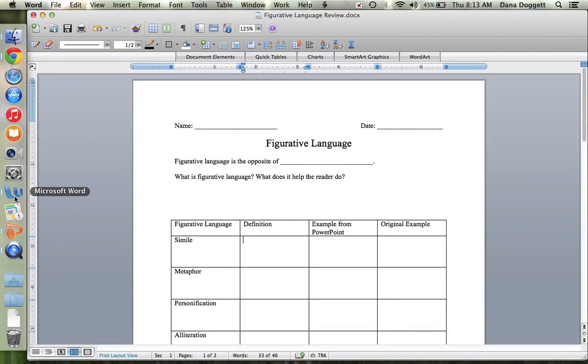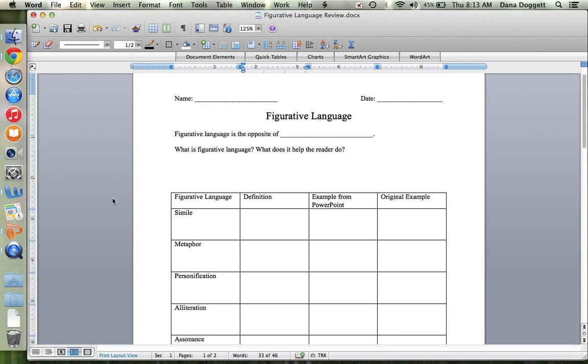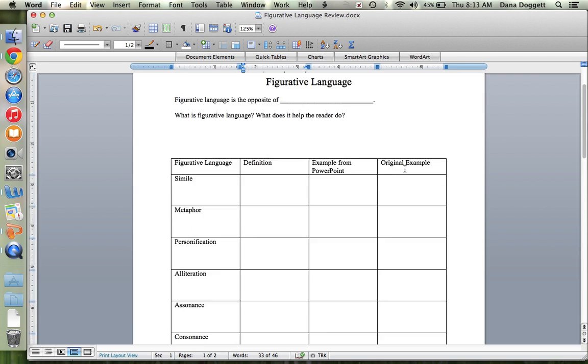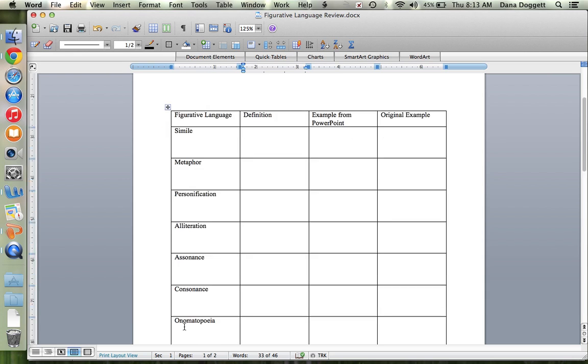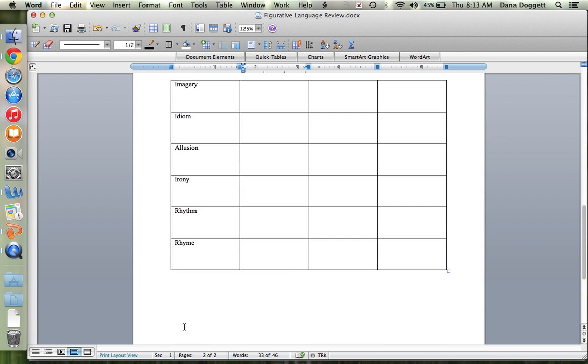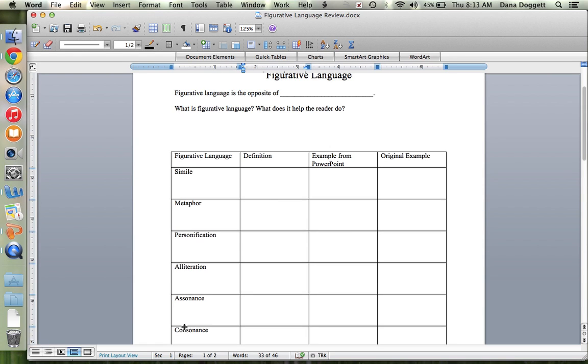You're going to have a paper copy of this sheet. It says figurative language at the top. At the top, it kind of has a definition and overview of what figurative language is, and then it has this chart. On the left-hand side, you'll have the name of the figurative language, and there's a lot of them. And then you'll have the definition, which I'll give you on the PowerPoint.